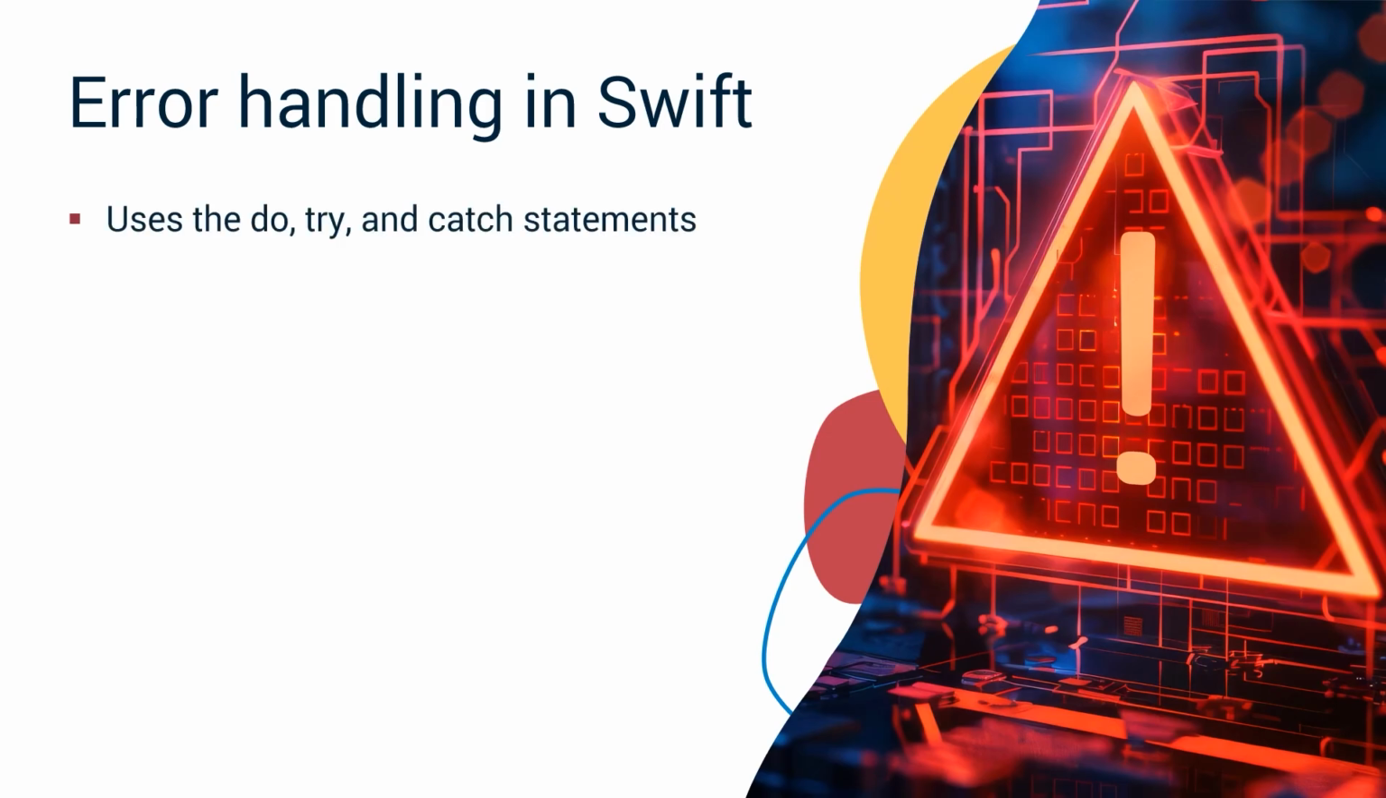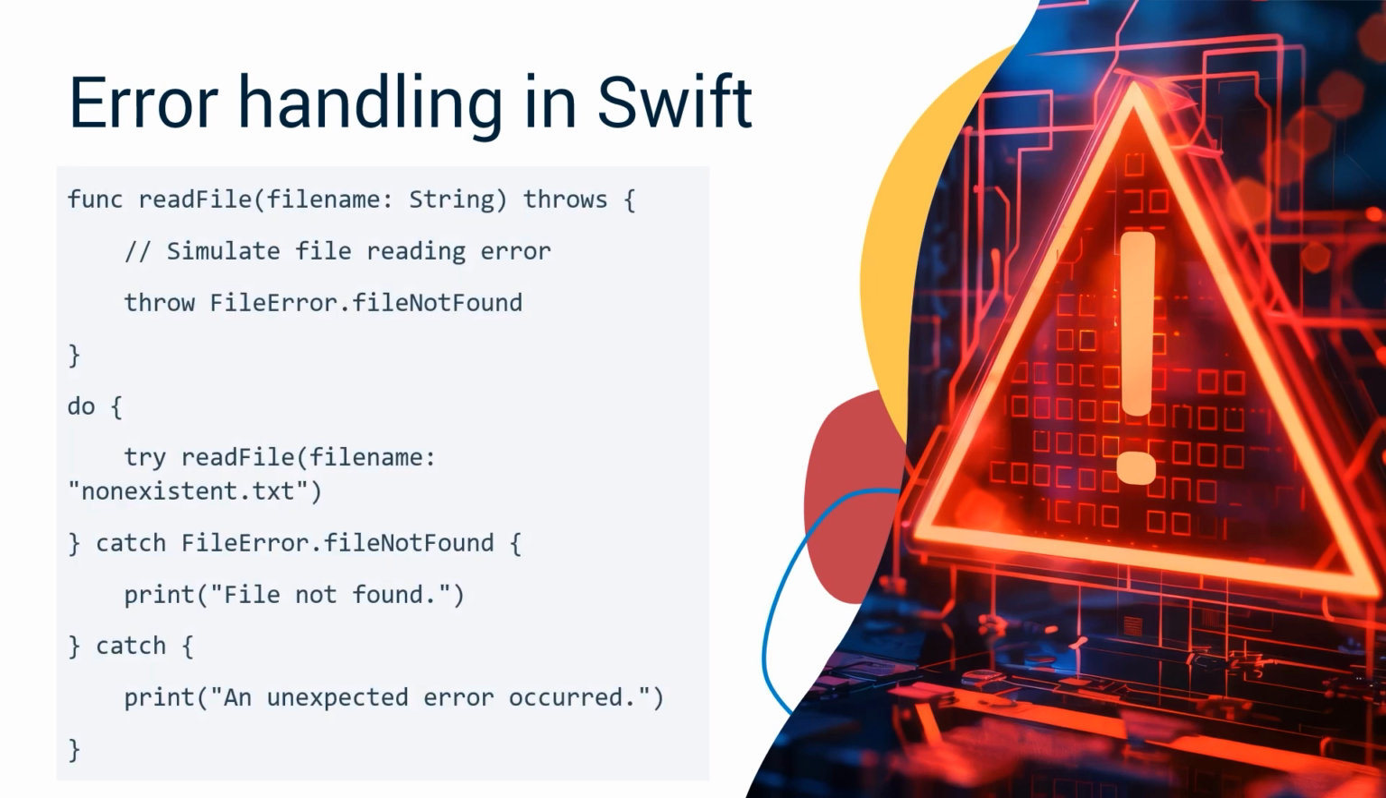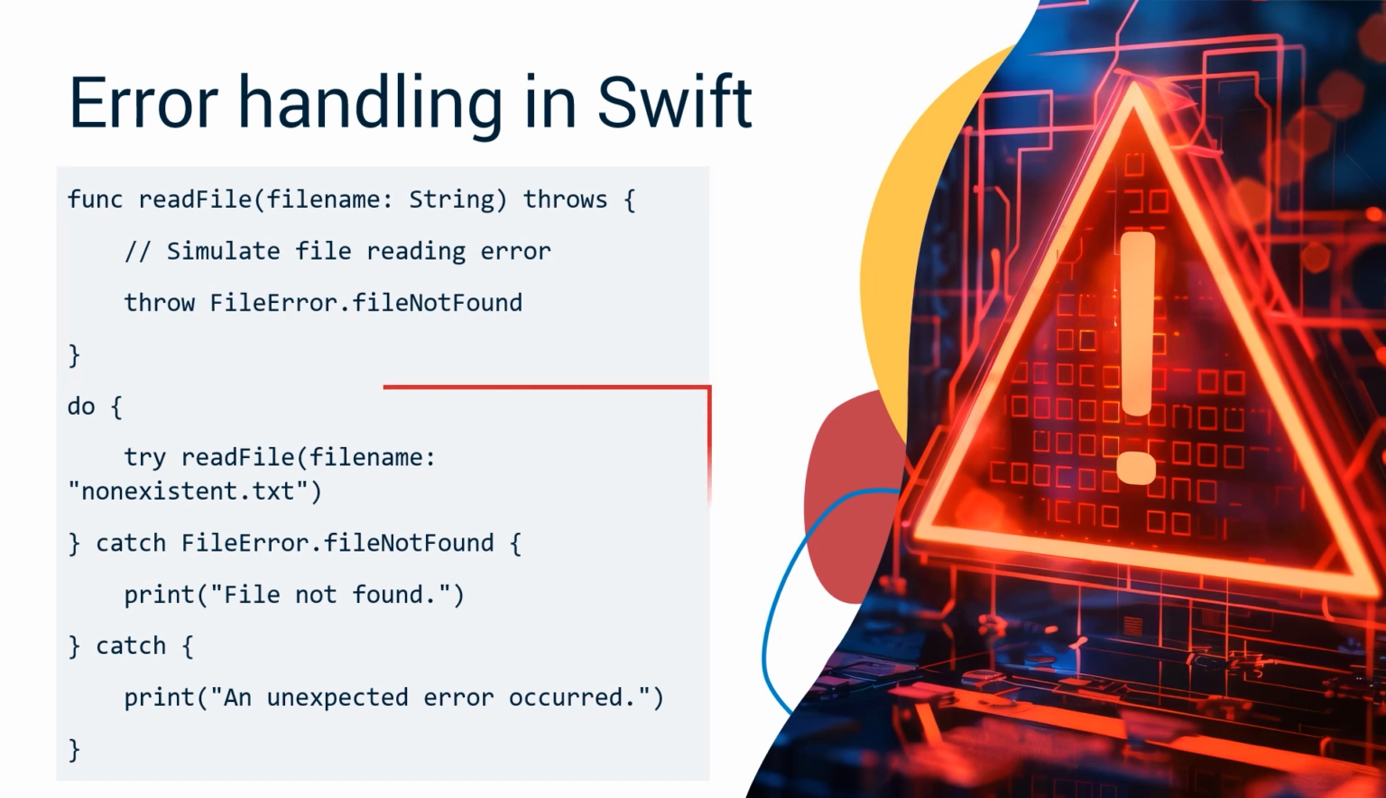Swift uses the do, try, and catch statements for error handling, allowing you to respond to and recover from errors in your code. Let's consider an example. In this code, readFile is a function that throws an error if the file is not found. The do statement then attempts to read the file with the try statement.